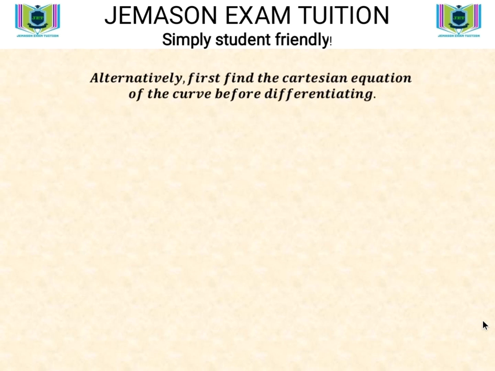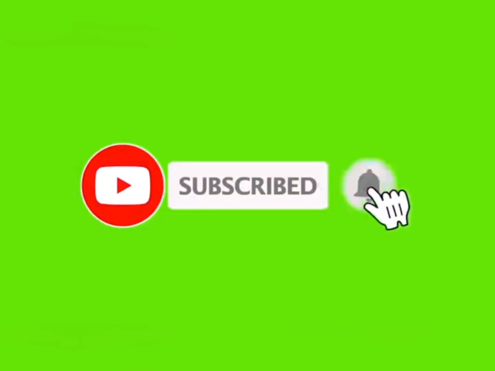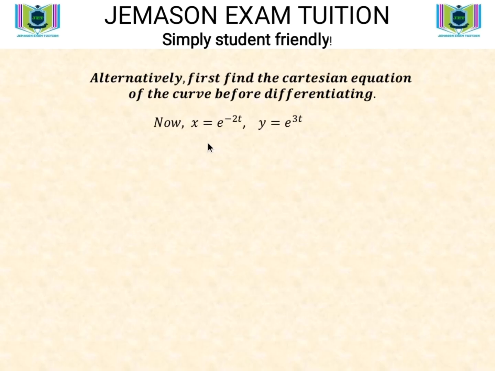Now there is an alternative method in that we can first find the Cartesian equation of the curve before differentiating, and it will be simpler depending on whether we can manipulate that easily. So again we remind ourselves that the curve is given parametrically as x equals e to the negative 2t, y equals e to the 3t.